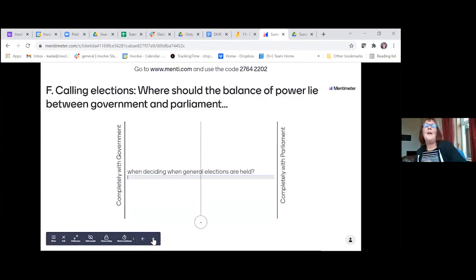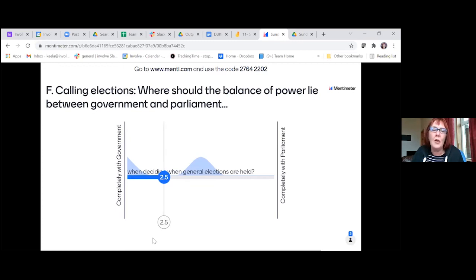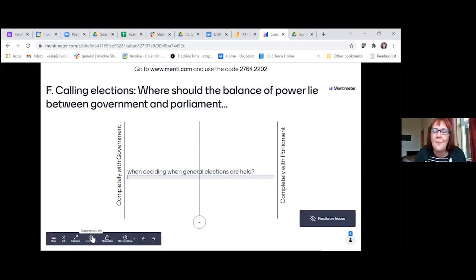F, calling elections. Where should the balance of power lie between government and Parliament when it comes to calling elections?